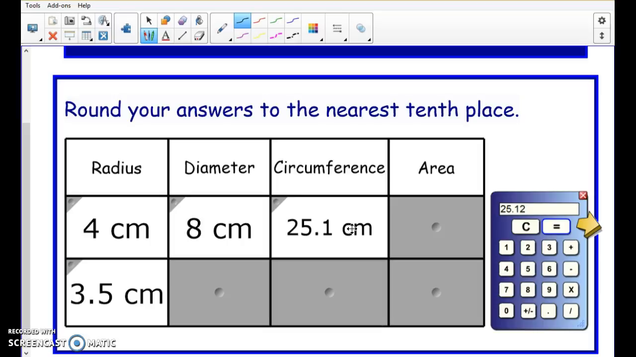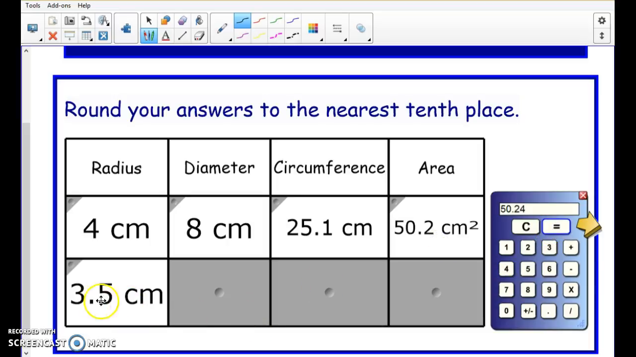And then for my area, I need to figure out my radius squared. So 4 squared is 16. And then 16 times pi, which is going to give us our area, which should be about 50.2.